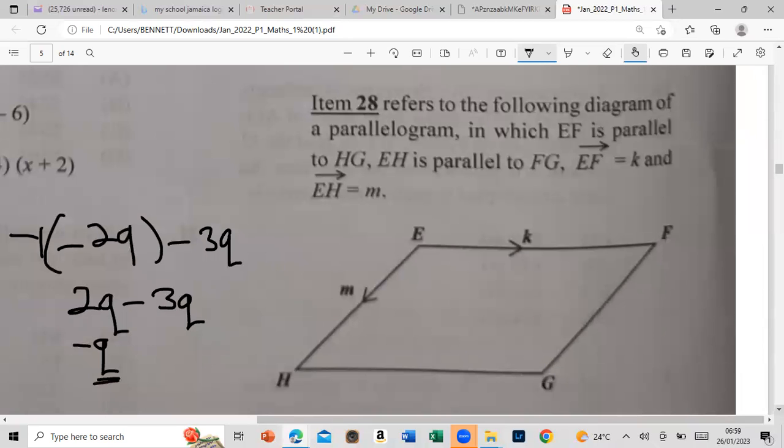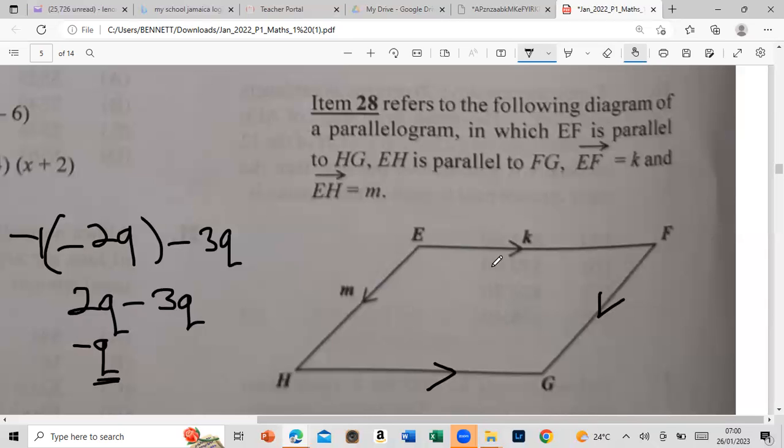Alright, on to item 28. Refer to the following diagram of a parallelogram in which EF is parallel to HG, which is this right here. EH is parallel to FG, so the arrow is basically going this way. Remember, it's vectors, right? Vectors must have two things, guys. What are they? Somebody type in that one.